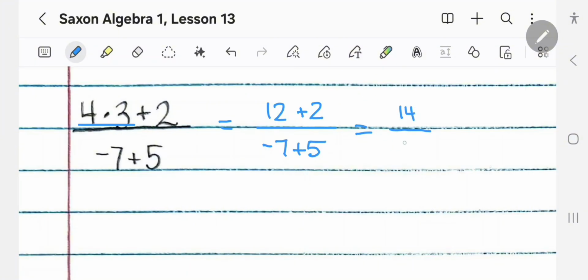Now in the denominator, signs are different. Subtract, take the sign with the largest absolute value, which is 7, so it's going to be negative. And now I can divide that, and I get negative 7, okay?